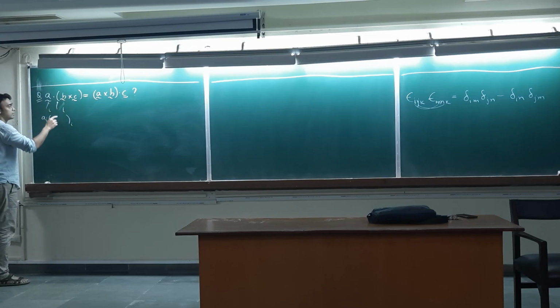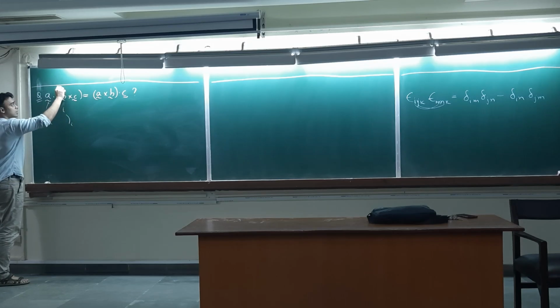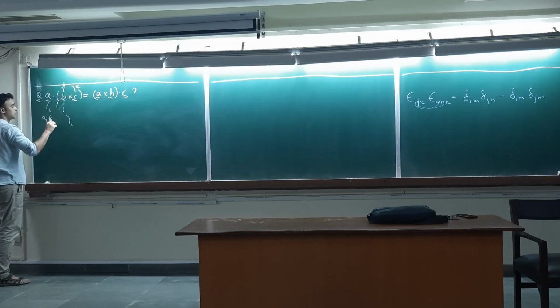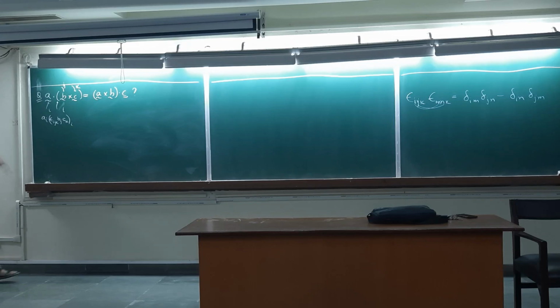In this bracket, it should lead with the I index. So I should assign some vectors here. So I'll assign J and I'll assign K. So it becomes epsilon IJK B J C K. Yes.